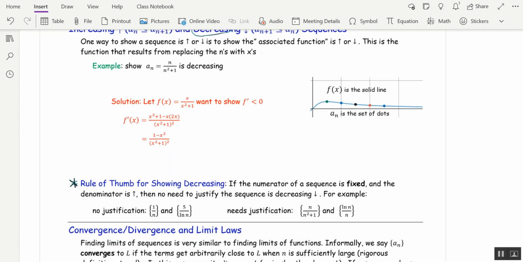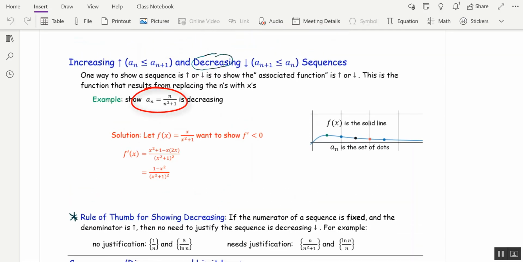When is it obvious that a sequence is decreasing? It's obvious if the numerator's fixed and the denominator's getting bigger, like 1 over n. As n gets bigger, 1 over n gets smaller. If the numerator and the denominator are both getting bigger, then to show a sequence is decreasing, you need some justification. And so here's the justification I mean.